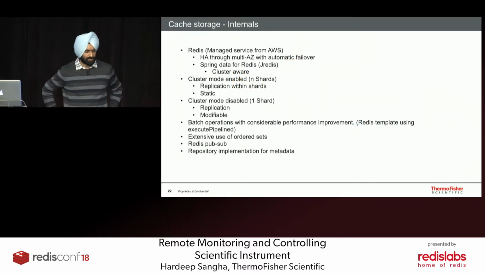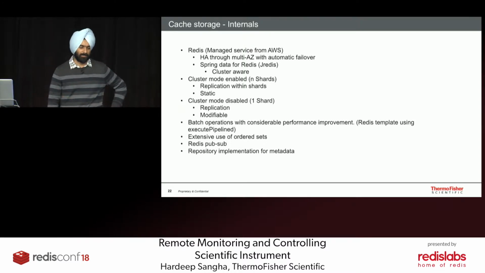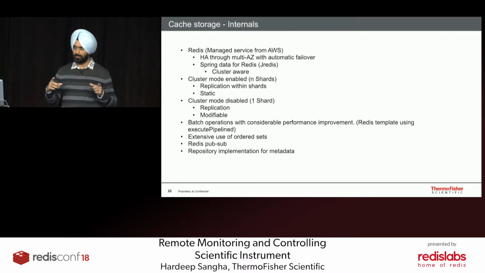Okay, about the cache storage. We're using Elastic Cache. It's a managed service from AWS. High availability is achieved out of the box. I mean, we're running multiple availability zones. We run read replicas. It's a Java application. Spring Data is what we use. JRedis is the connector. You could use Redis, but that's what we ended up using. Spring Data itself is cluster aware.